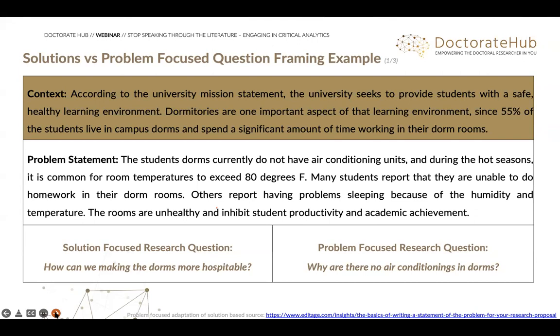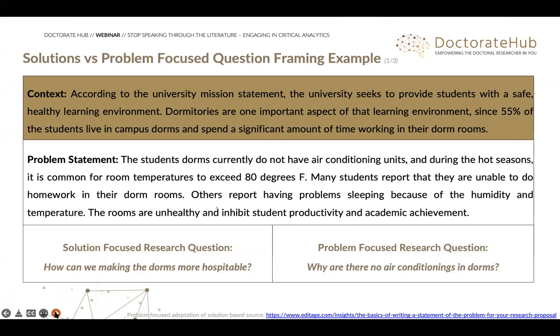Now, the problem statement that has been constructed goes as follows. The students' dorms currently do not have air-conditioned units. And during the hot seasons, it is common for room temperatures to exceed 80 degrees Fahrenheit. Many students report that they are unable to do homework in their dorm rooms. So that's clearly unwanted and shows an issue at place. Others report having problems sleeping because of the humidity and temperature. Again, something that shouldn't be the case. The rooms are unhealthy and inhibit students' productivity and academic achievement. So that's the bottom line of the problem.